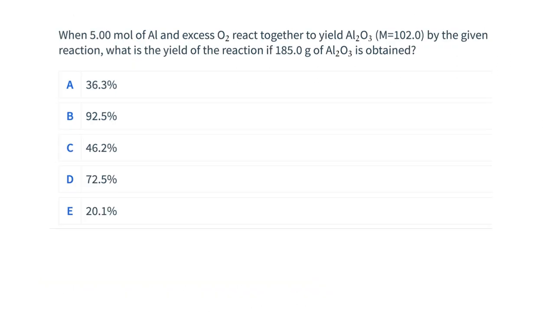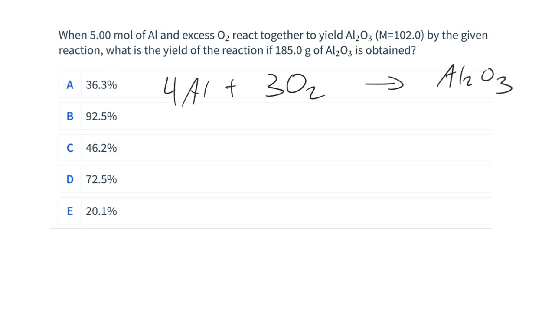Okay, so let's look at this problem here. We have 5 moles of aluminum reacting with excess O2 to yield Al2O3. The reaction would be 4 aluminum plus 3 O2 going to 2 Al2O3 as our balanced reaction. The idea here is the number of grams of our product, the Al2O3, that we would form, the theoretical yield.